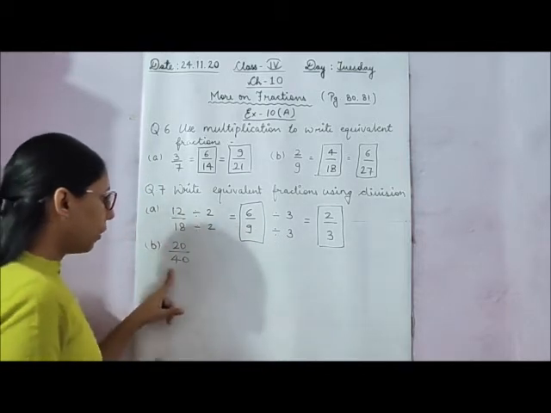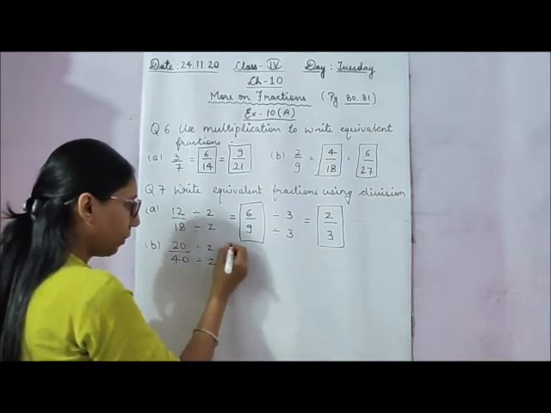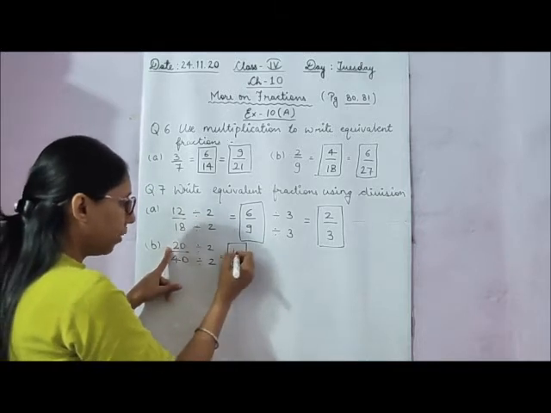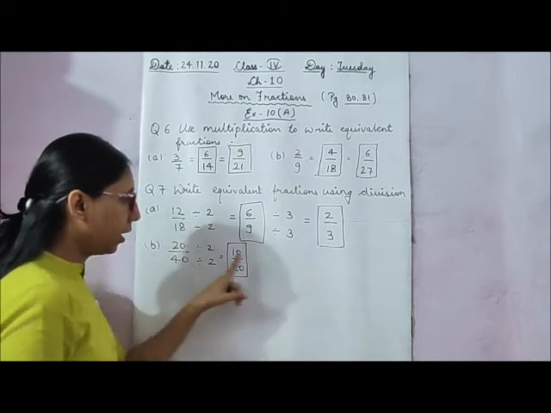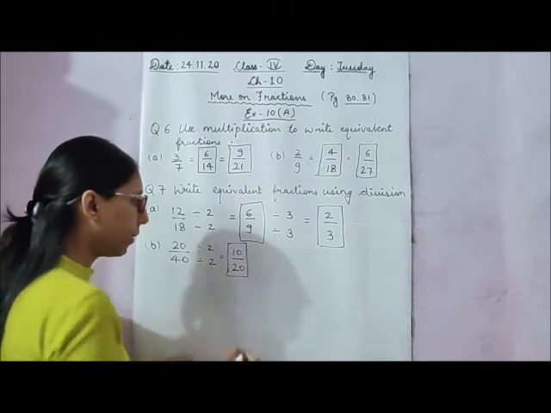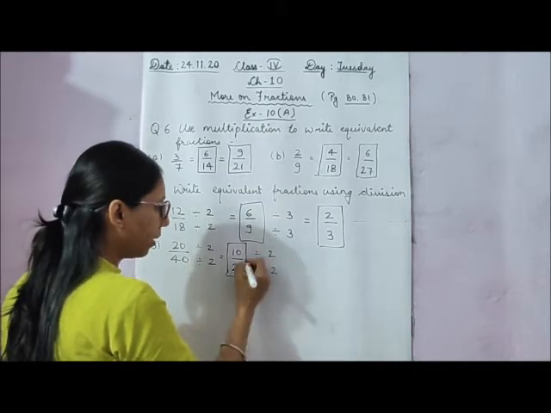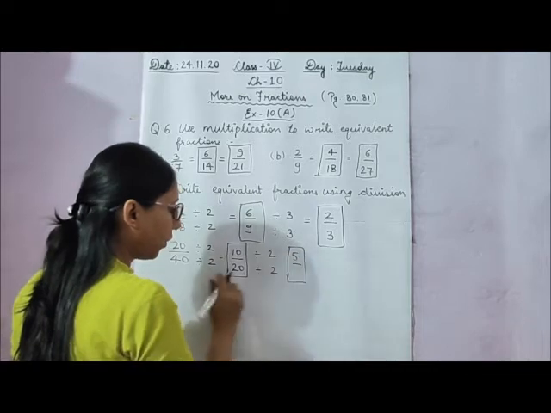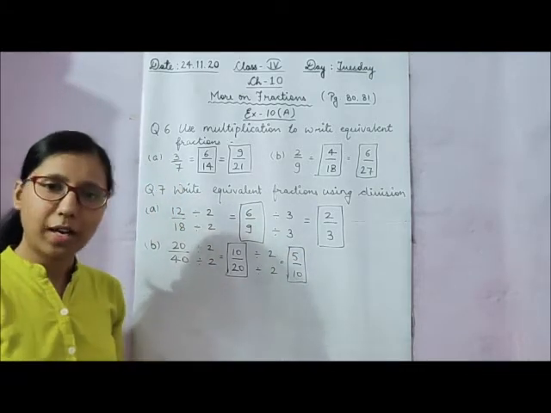In B part 20 upon 40, again we'll divide these numbers by 2, because दोनों 2 की टेबल में आते हैं. So the first fraction will be 2 की टेबल में 20 10 times and 40 20 times. Again these can be divided by 2. So 2 की टेबल में 10 आता है 5 times and 20 10 times. So these are the two equivalent fractions.